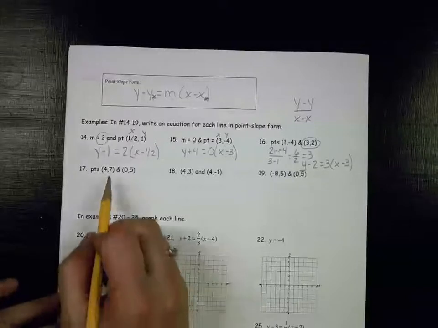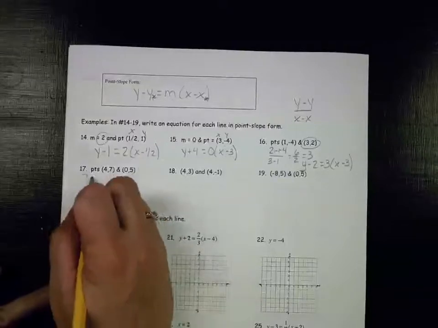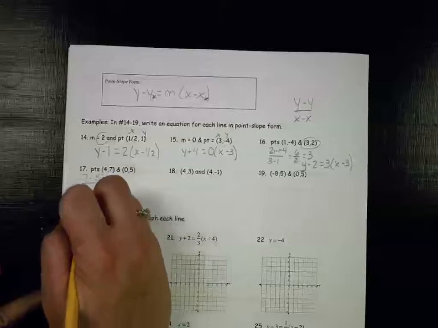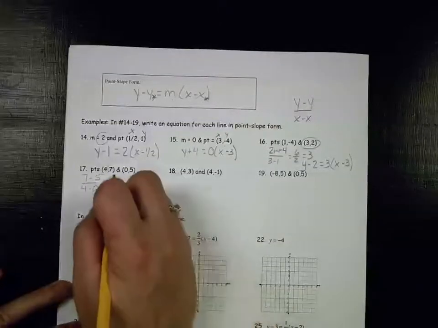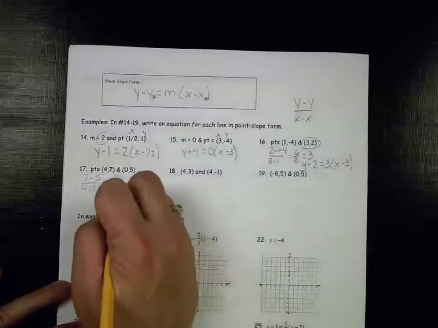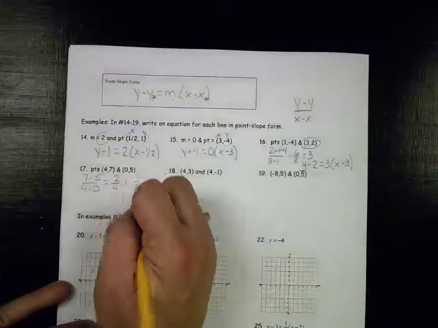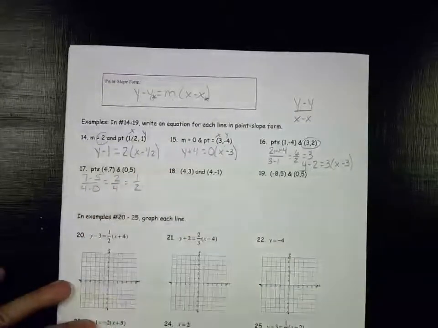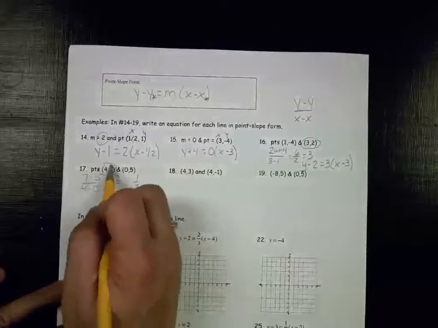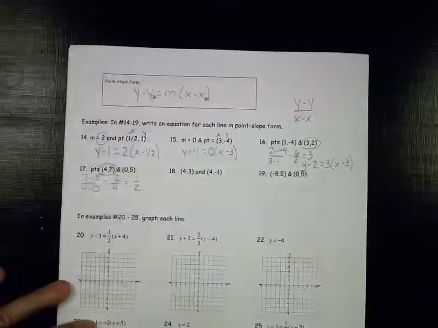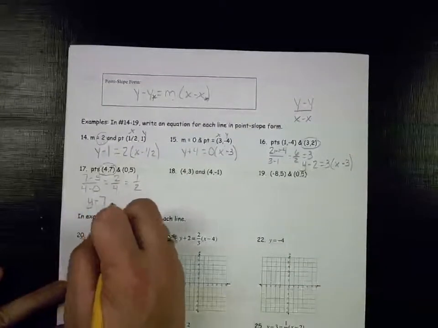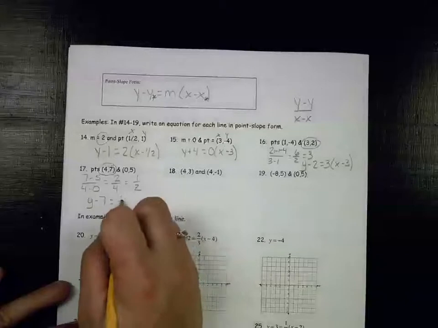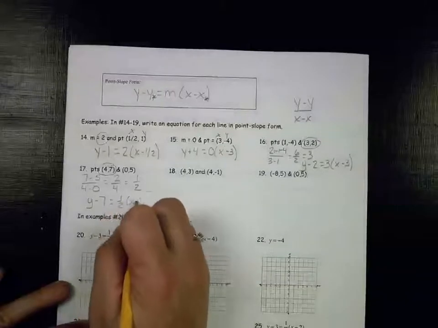17, same thing, we have to get our slope. 7 minus 5 over 4 minus 0. That becomes 2 over 4, which is 1/2. You can pick either point, and I'm going to pick the first one for no particular reason. And that will become y minus 7 equals 1/2 times x minus 4.